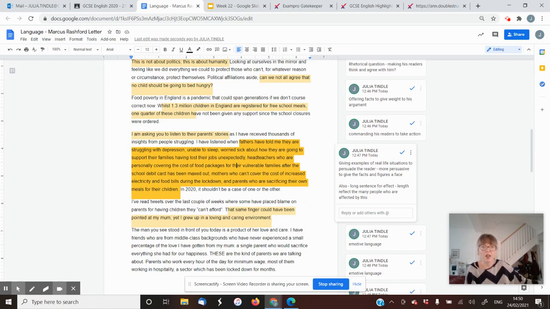It's easy just to say, oh, 1.3 million families are having difficulties. But if you're giving sort of a face to those facts and figures, then it makes it more relatable and more you want to be able to help.